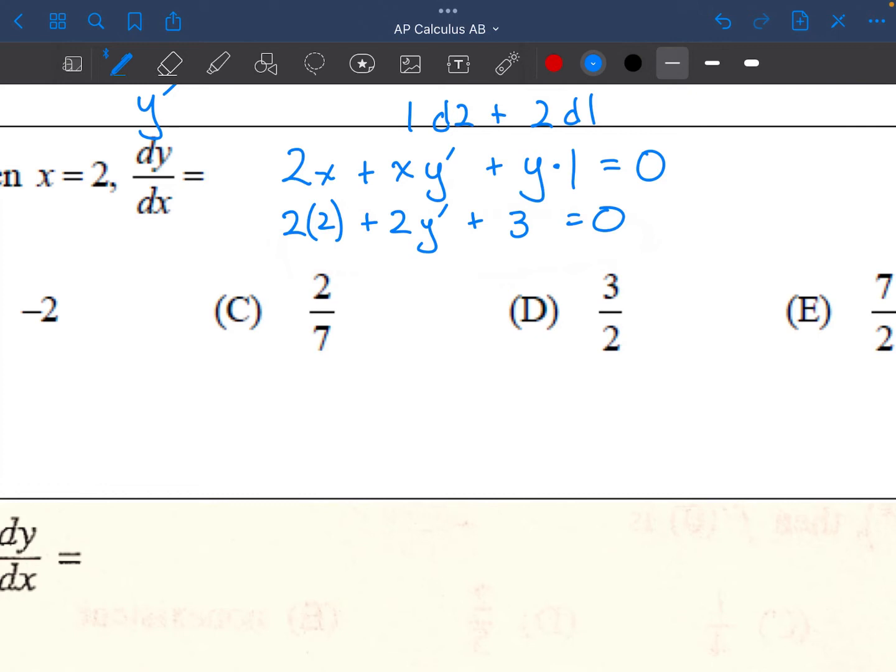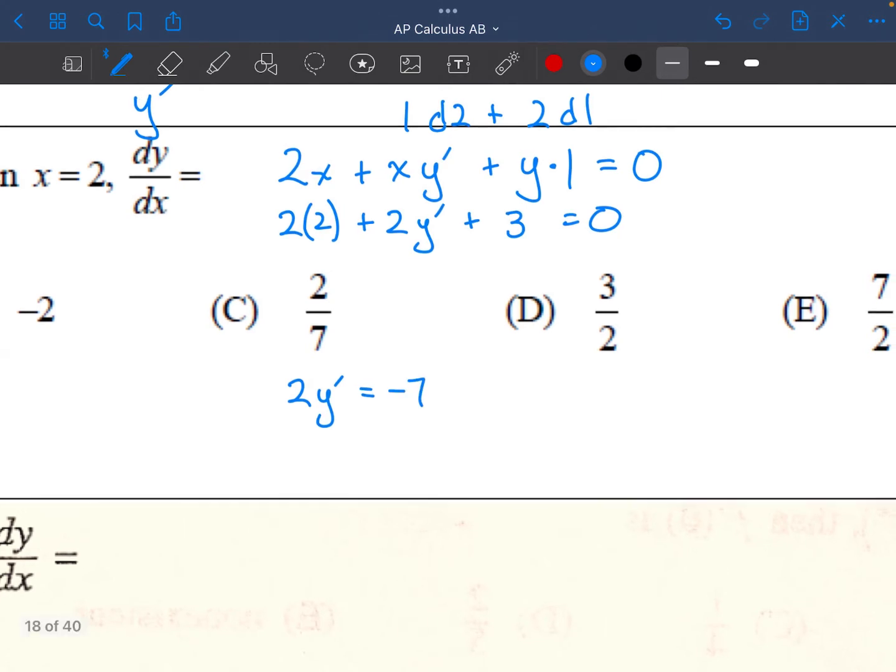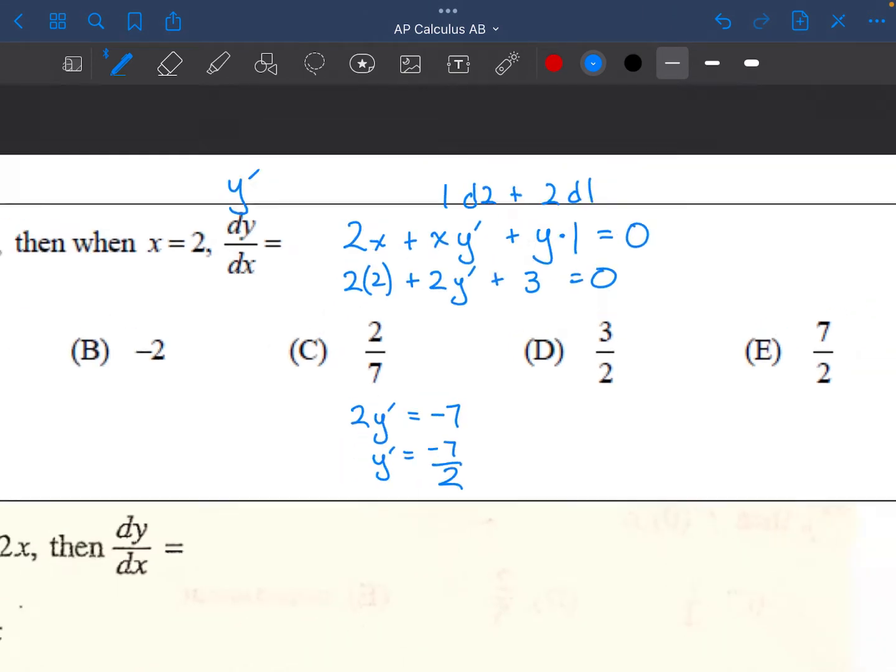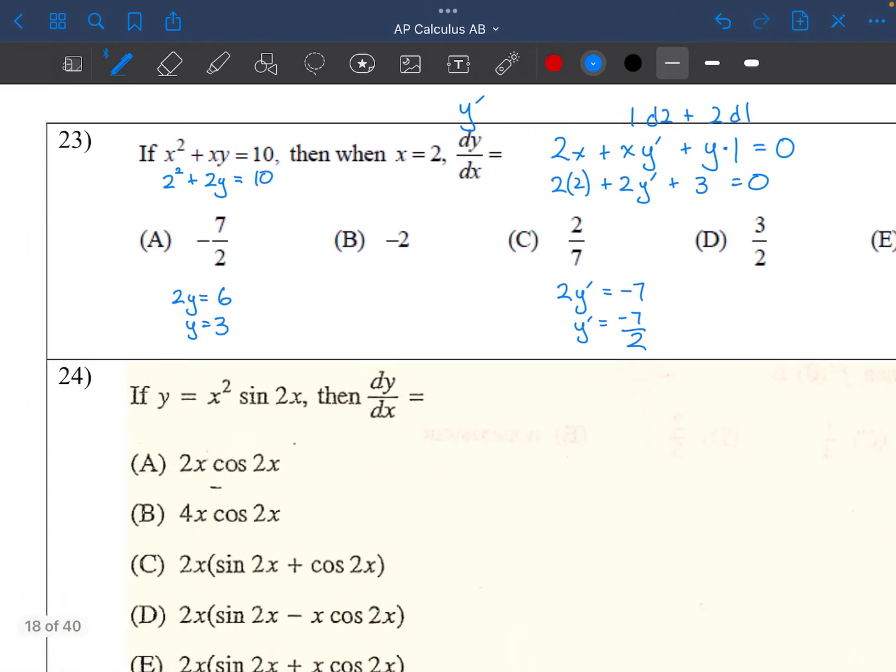All right, so simplifying, I have a 4 here that's added to a 3. That's going to be a 7. And I can move that to the right-hand side, so I'm going to have a negative 7 on the right-hand side. So I'm going to have 2y prime is equal to negative 7. Finally, divide both sides by 2, and you get y prime is equal to negative 7 halves. And negative 7 halves is A.